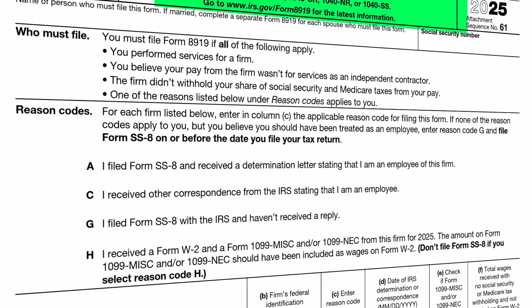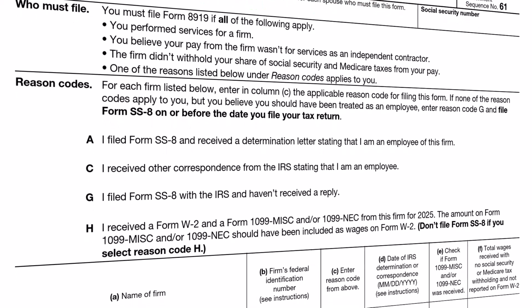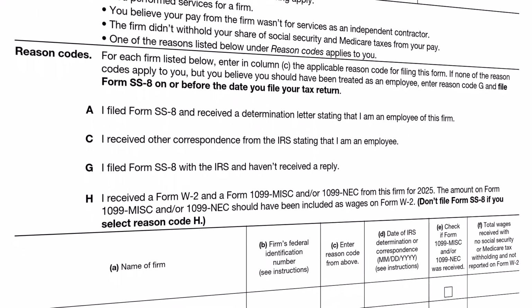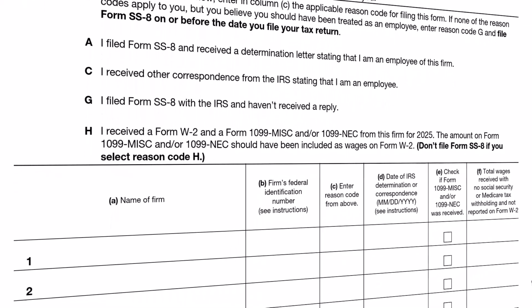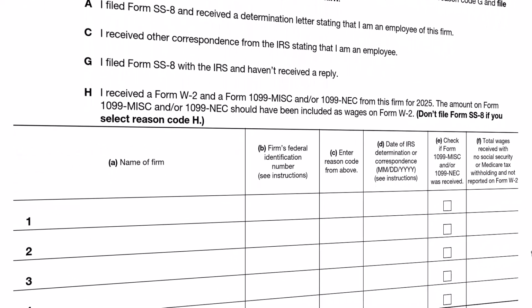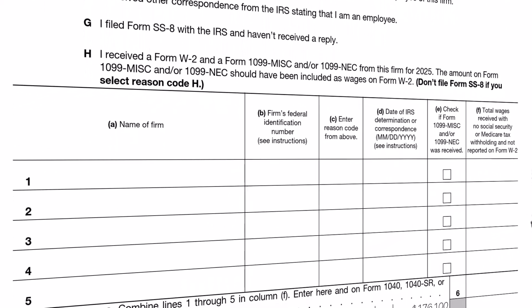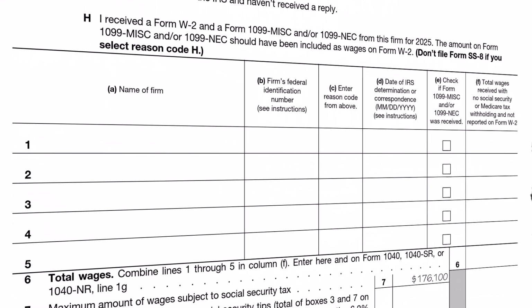By reporting these earnings here, you trigger the application of the 7.5% FICA tax rate rather than the 15.3% self-employment tax, effectively shifting the unpaid employer portion of the tax liability back to the hiring entity.